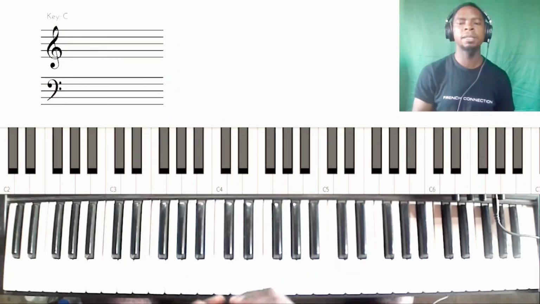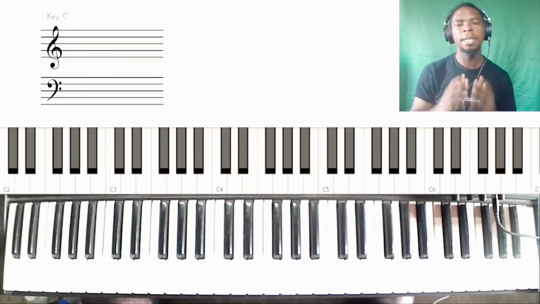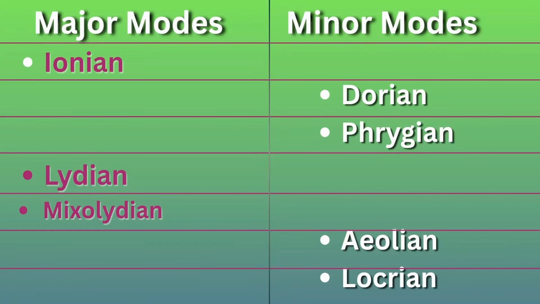So what this means is, if a music is to be composed in a major mode, then any of the modes that fall under the major type category can be utilized for color, and you can use more than one. So you can decide to combine the Lydian and the Mixolydian together, or the Ionian and the Mixolydian, based on what you're trying to achieve.